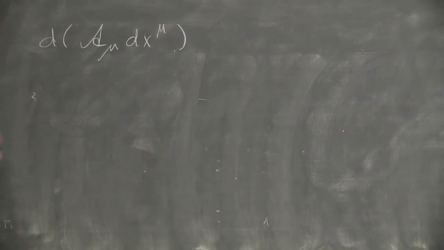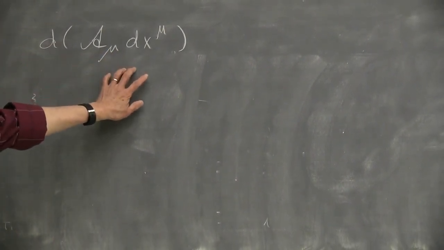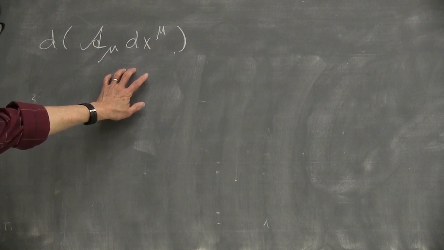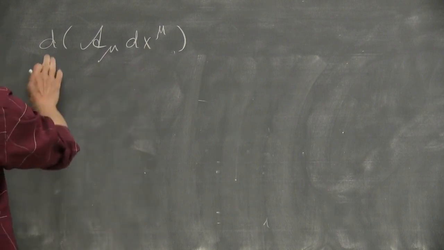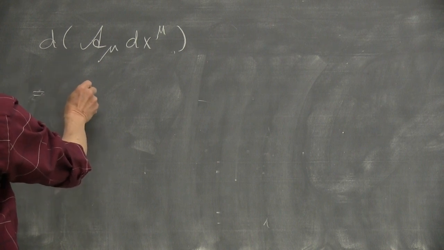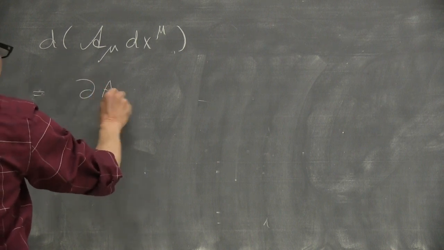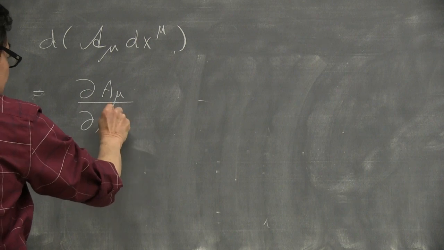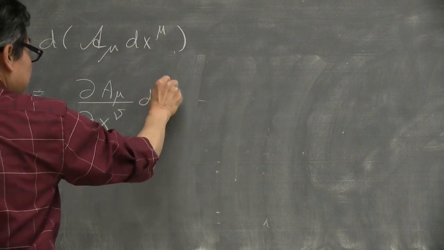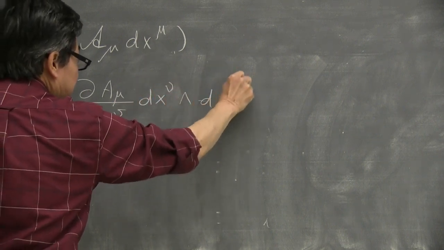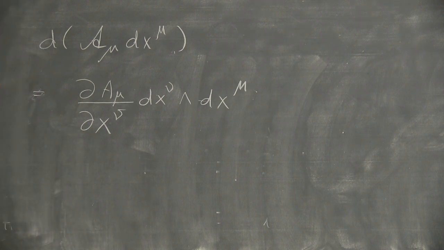The general procedure, now when you d a one form, you get a two form. That's automatic, unless the two form is 0, okay? So in general, the d is calculated like this. Partial a mu, introduce another index in it, x nu, dx nu, wedge with the original dx mu like this, where there is supposed to be an unrestricted summation over mu and nu. Is that okay?